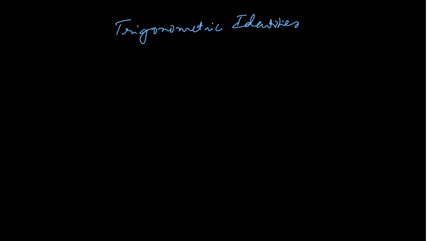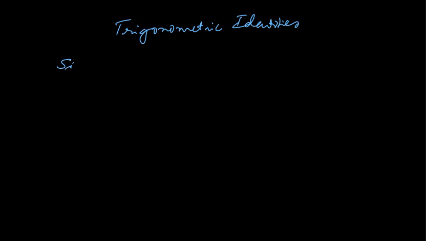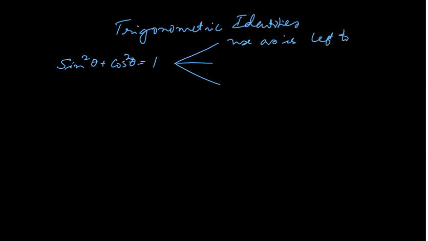There are identities, and traditionally everyone knows these identities and keeps saying sin square theta plus cos square theta equals 1. Everyone knows this. But the tricks are in how effectively you use them. First is use as is, meaning left to right. The second one is right to left.